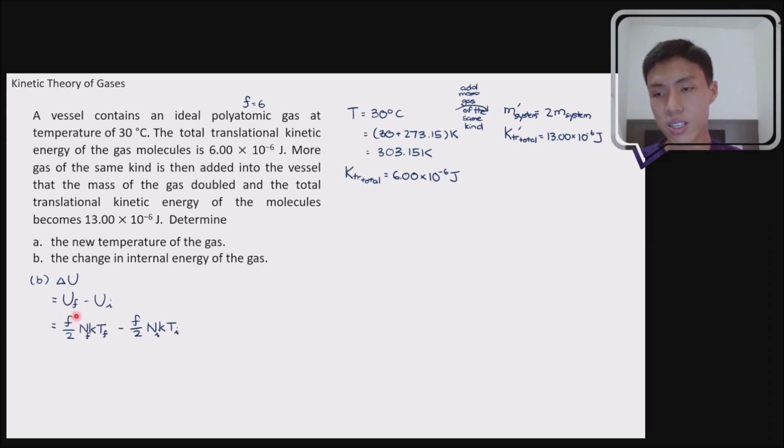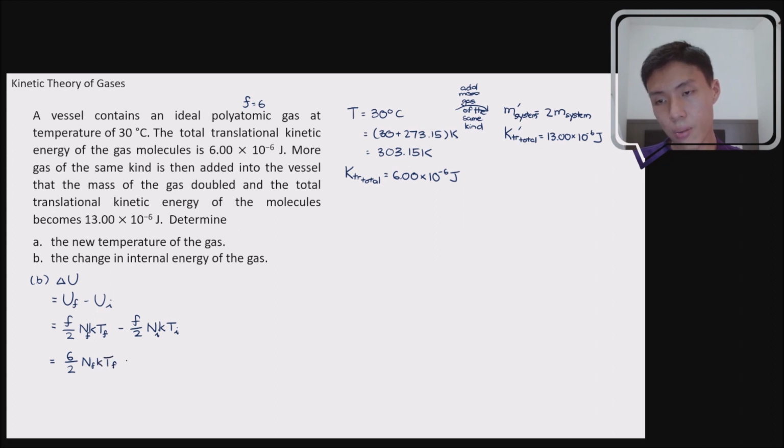Okay, the rest, such as the degrees of freedom, we know that the degrees of freedom doesn't change because you are adding the same polyatomic gas later, so the degrees of freedom remains as 6. At the same time, the Boltzmann constant is just a constant, so you don't need to worry too much about it. If you choose to substitute the values, I believe you have some trouble because you don't have the number of gas molecules. But let's try to substitute in the degrees of freedom first, just to make things easier to see.